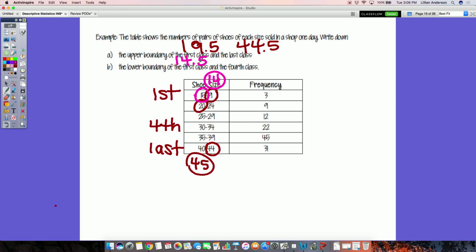And then the lower boundary of the fourth class. You take the lower limit of the fourth class, which is 30. Then you take the upper limit of the class before it, which was what? And you find the average between the two, and it's what? 29.5. Now this skill is going to be beneficial when we're doing our histograms, which we're going to be talking about on Thursday. You need those upper boundaries and those lower boundaries when you're doing histograms and cumulative frequency curves, which are coming up.